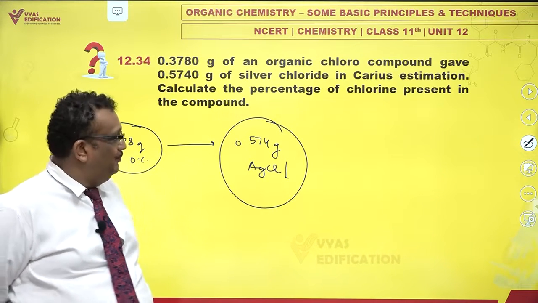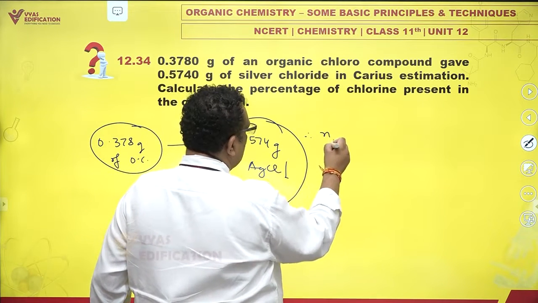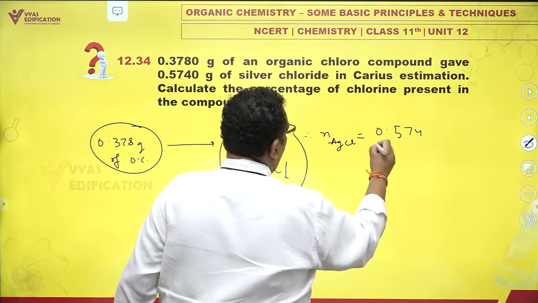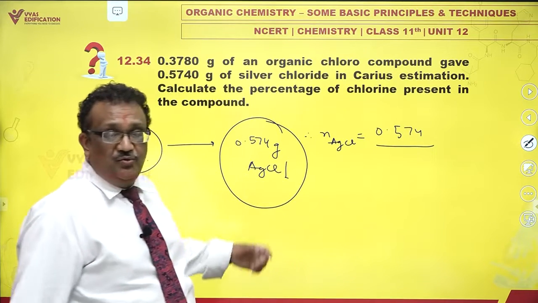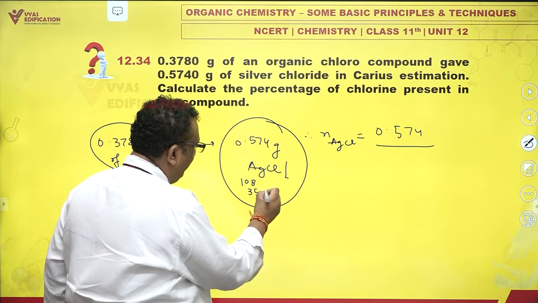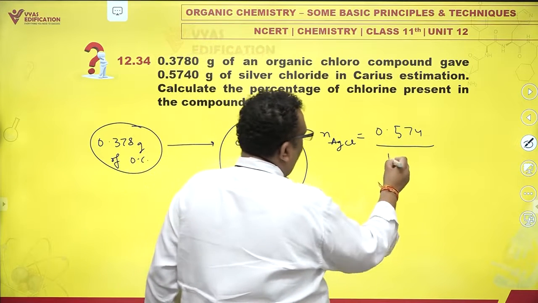Oh my God, that's very simple. You have mass of AgCl, fine. Therefore, moles of AgCl will be 0.574 upon molar mass of AgCl. Now, silver is 108, chlorine is 35.5, add them and you get 143.5.